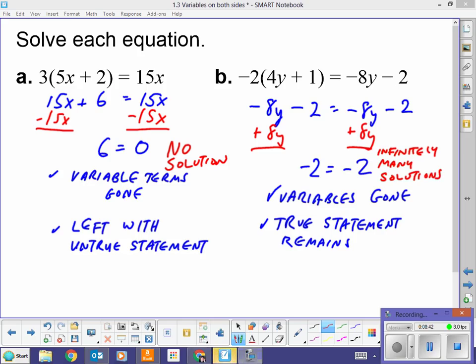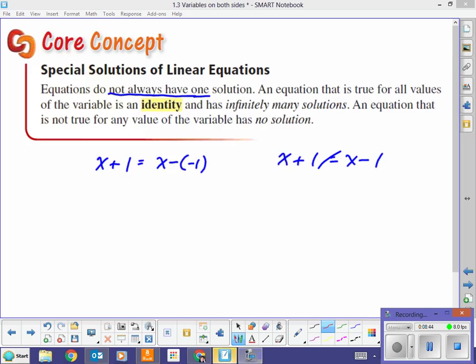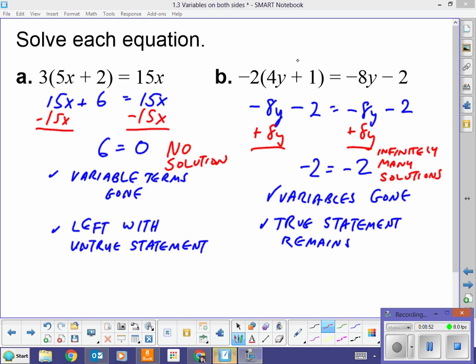And if we go back and just look real quick, an equation that is true for all values of the variable is an identity and has infinitely many solutions. So this equation is called an identity. Because again, it doesn't matter what we put in for y here, this will always be true. Over here, it doesn't matter what we put in for x, it can never be true. So no solution, infinitely many solutions.